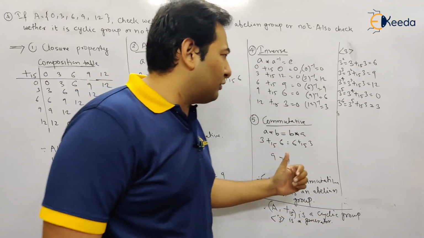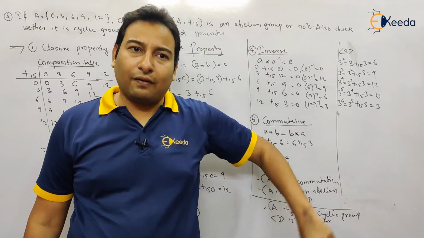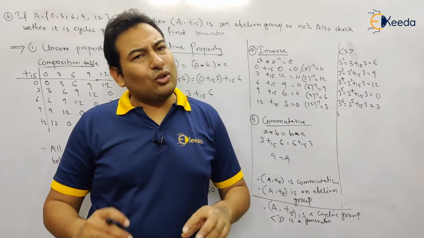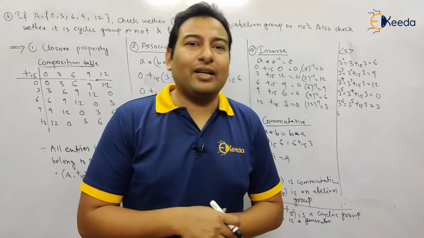If you check in this problem with 6, 6 is also a generator. From 6 also you can generate all the elements. So there is a possibility that you can get multiple generators in the same problem.